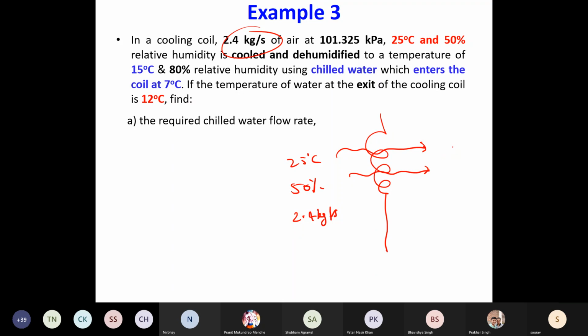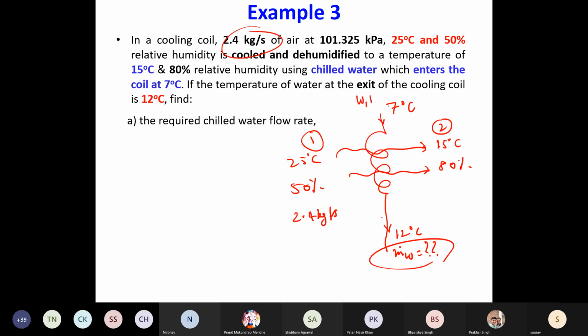And it is dehumidified and cooled to 15 degrees C and 80% RH. So chilled water passes through this coil. Water enters at 7 degrees C and it leaves at 12 degrees C. Mass flow rate of water is what has to be determined. Call this state 1, state 2. Let's call this water state 1, water state 2.